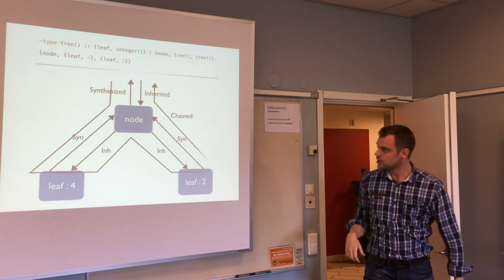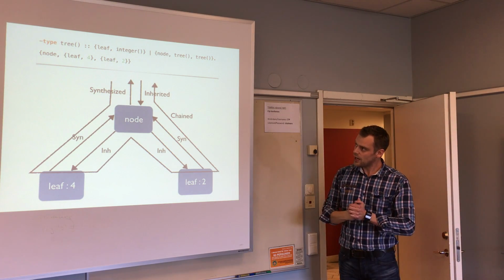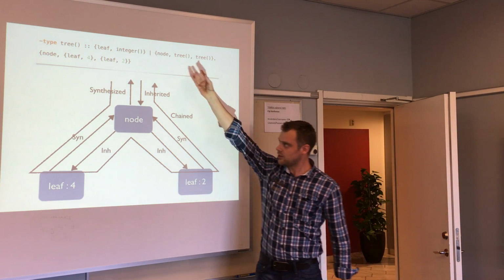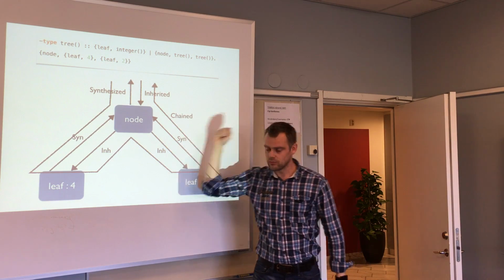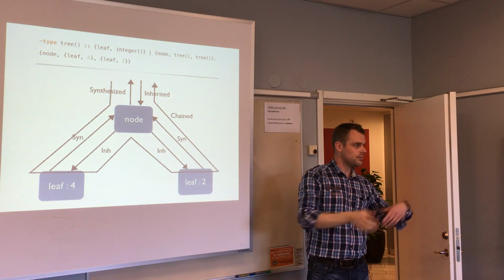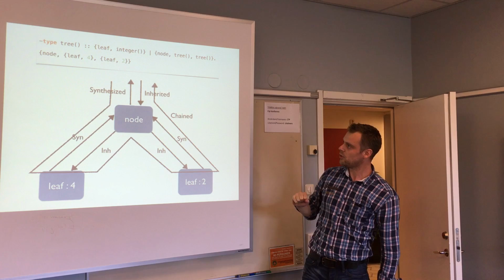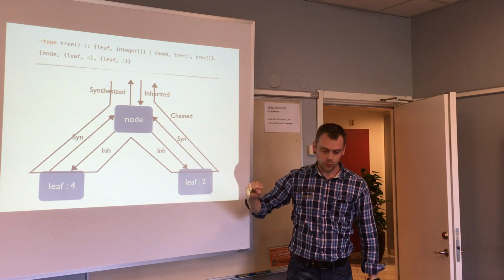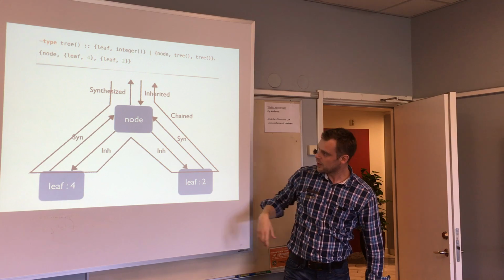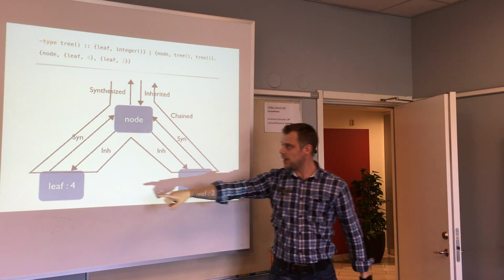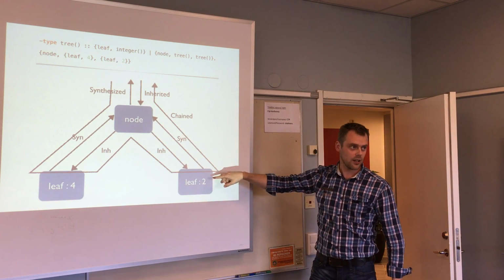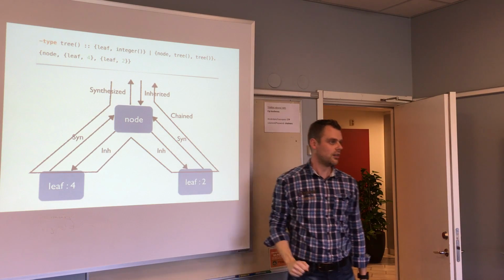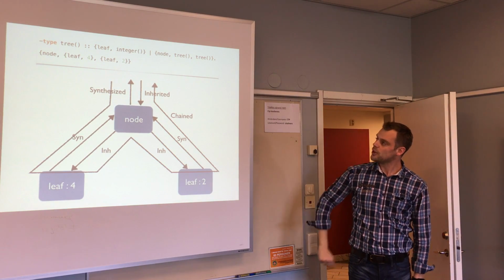And then we have chained. A chained attribute gets pushed down from the parent. We can chain from left to right or from right to left; this is from left to right. Then we push the attribute to the left child, and then it goes back up again to the parent node. We go back down again, up again, and then give it to the parent node.